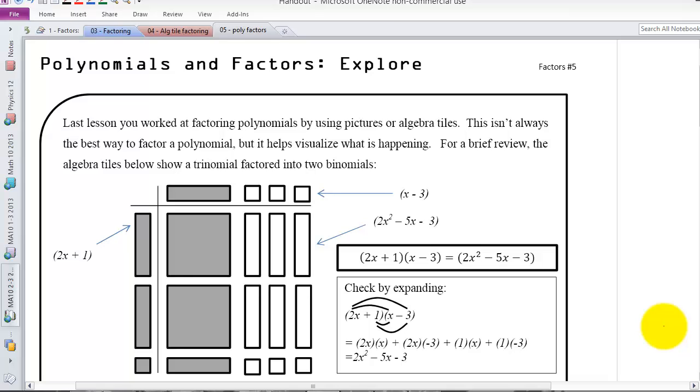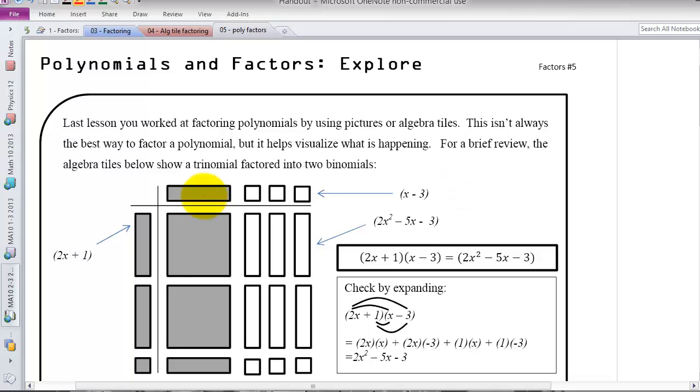Hey there, in today's lesson we're going to look at more factoring of polynomials. Last lesson we looked into factoring polynomials using algebra tiles. So this section is a review of that.